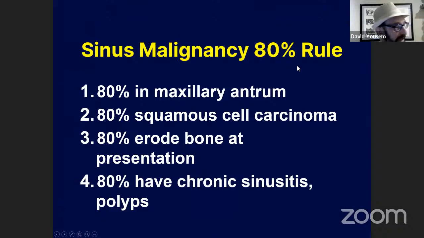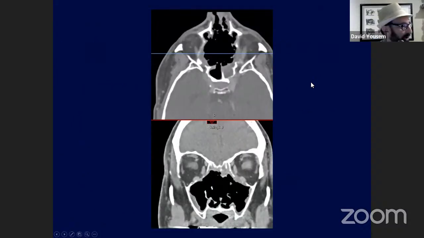Here's the 80% rule. 80% of sinus cancers occur in the maxillary antrum. Of those, 80% are squamous cell carcinoma. Of those, 80% erode bone, and 80% have a history of chronic sinusitis. Moving on. Next case.